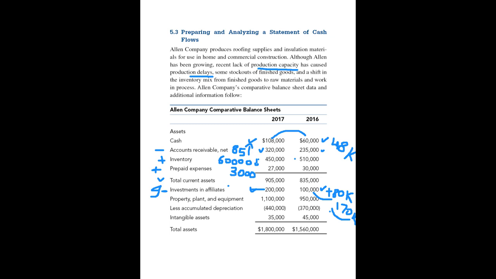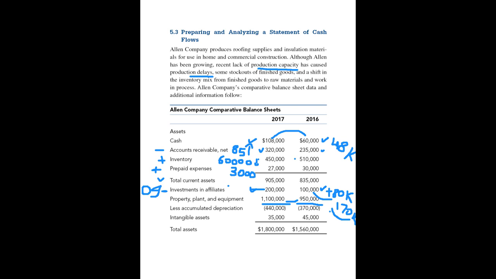Then next is property, plant and equipment. So we have 950,000 in 2016. It moves to 1,100,000 in 2017. But remember that we have sold one equipment. So let's check what the overall change is. If you directly look at the change, that is 150,000. It was 950,000, now it's 1,100,000. So the direct change is 150,000, but don't forget we sold one equipment.